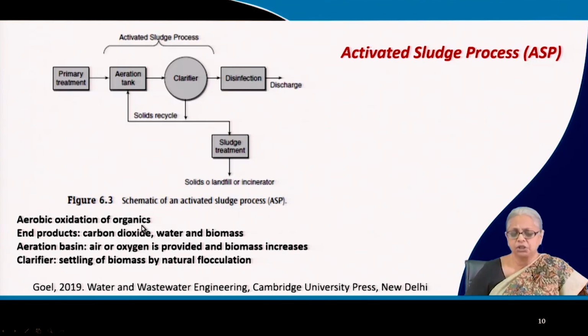So it's aerobic oxidation of the organics in wastewater. The end products along with biomass are carbon dioxide and water. Air and oxygen are provided, biomass increases, and you get natural flocculation of the biomass, which helps it to settle.